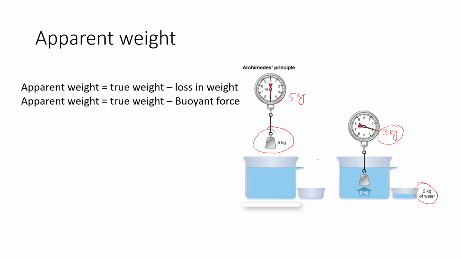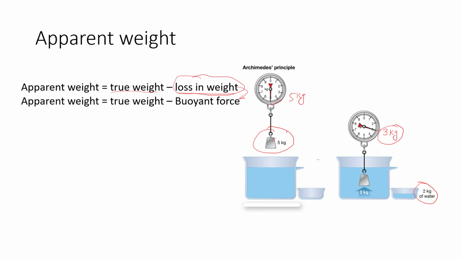This 3 kg is the apparent weight of this object. Now see here. Apparent weight is equal to the actual weight minus loss in weight, right? This loss in weight in liquid is equal to the buoyant force that is acting on the object. So basically the apparent weight is equal to true weight minus the buoyant force.